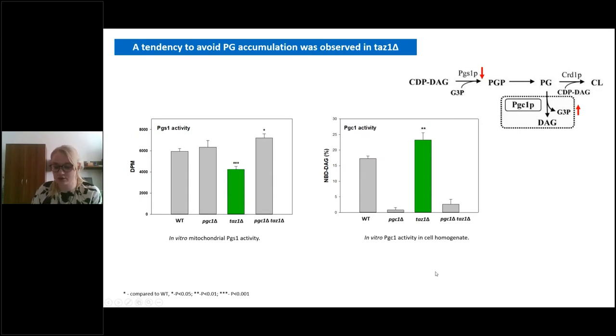And next, we figured out why the yeast TAS1 model of Barth syndrome does not accumulate PG as was observed in some mammalian models. In TAS1, we measured decreased mitochondrial activity of PGC1, which is the enzyme necessary for synthesis of PG. And we also measured increased degradation of PG in this strain. These results indicate the tendency of TAS1 to keep low PG levels and to avoid damaging effects of PG.